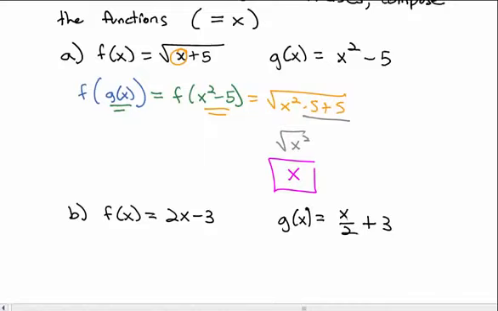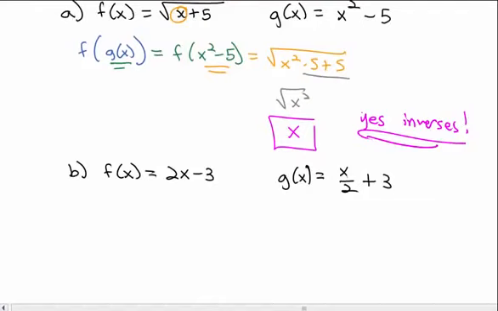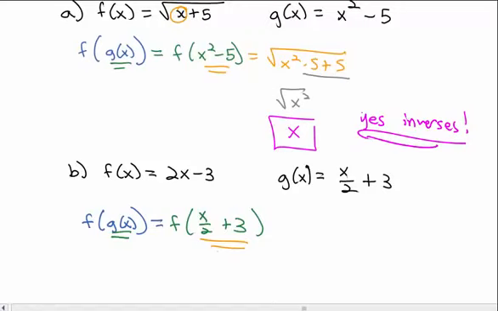The last example, we showed that yes, they were inverses, because we did a composition, and the composition equals x. So let's see if the composition equals x here. We'll take f of g of x. Well, that means we stick g of x inside the f function, which is x over 2 plus 3. And if we plug that x over 2 plus 3 in for the x, we have 2 times x over 2 plus 3 minus 3.